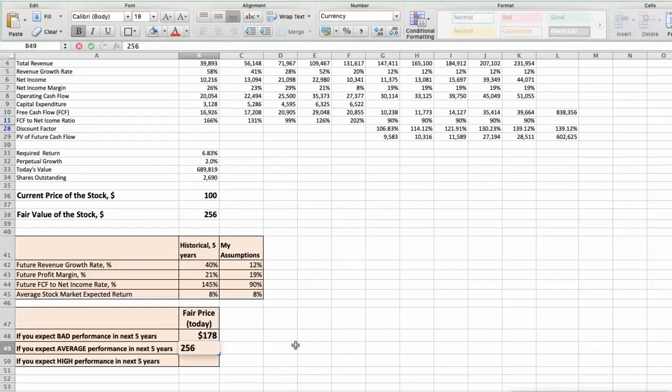Third scenario. Alibaba will have high performance in the next 5 years, and we will use the following parameters in our calculation. Future revenue growth rate would be high, 14%. Future profit margin would be high, 22%. Future free cash flow to net income rate would be high, 100%. In this case, the fair value of the stock today would be $357.